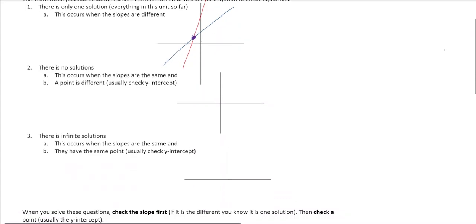Okay, you could have no solutions. This occurs when the slopes are the same, but a point is different. So oftentimes we're going to check the y-intercept, but it doesn't have to be the y-intercept that you check. You can check any point. As long as one point is different and the slopes are the same, they're never going to touch.